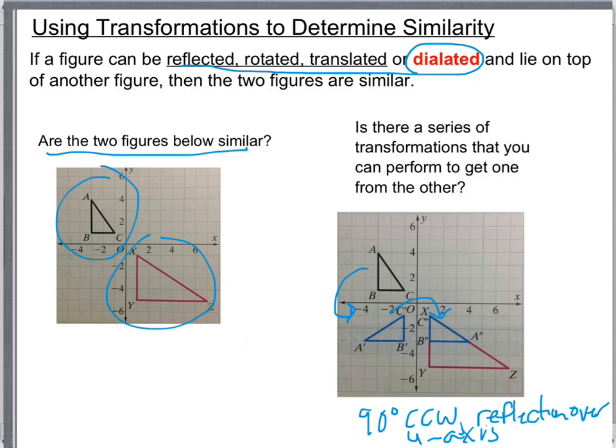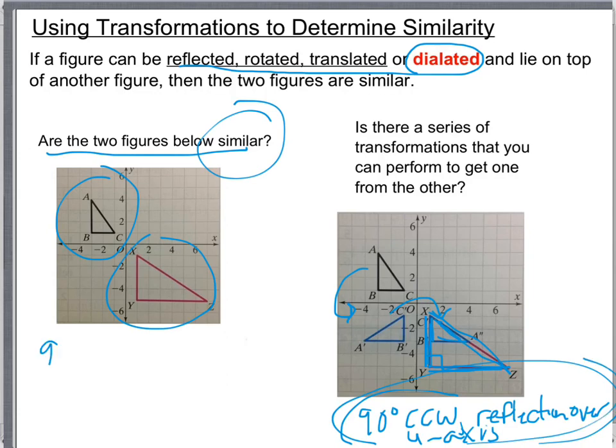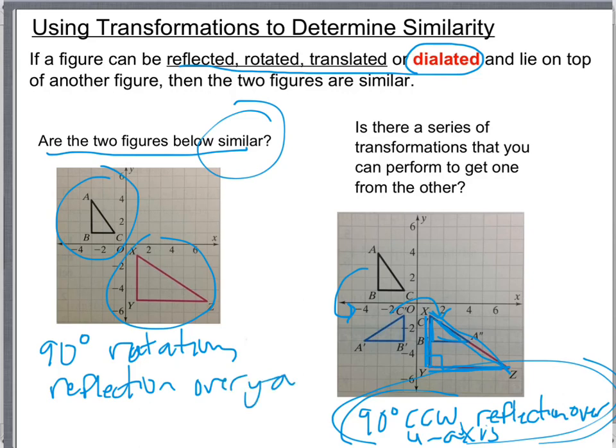So it looks like a dilation of 2. Let's just check this out. So this side length was 2 before, and now it's 4. This one was 3, and now it's 6. Okay, and since that's a right triangle, we can say that that is a similar triangle. Okay, so the answer is yes, they are similar. How do I know that? Because there's a series of transformations: a 90 degrees rotation, followed by a reflection over the y-axis, followed by a dilation of a factor of 2.